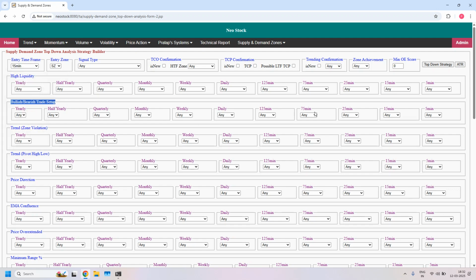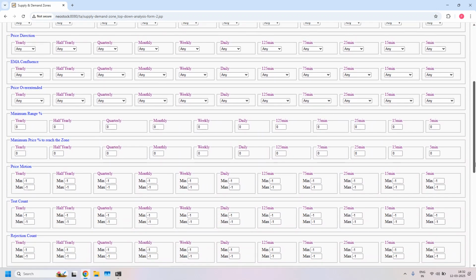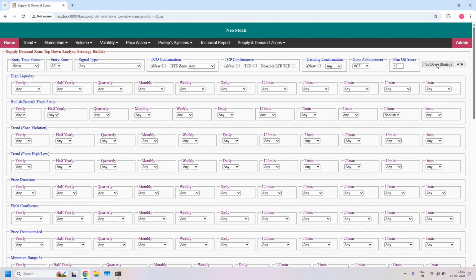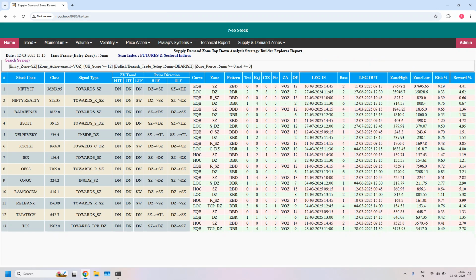In bullish or bearish trade setup at 15 minutes time frame, I am selecting bearish, and zone achievement should always be violated opposing zone. Minimum odd enhancer score should be 12, and these 15-minute supply zones should not be pierced. So in the pierced count parameter, at 15 minutes time frame, I am setting minimum value 0, maximum value 0. With these filters, we got 13 stocks.